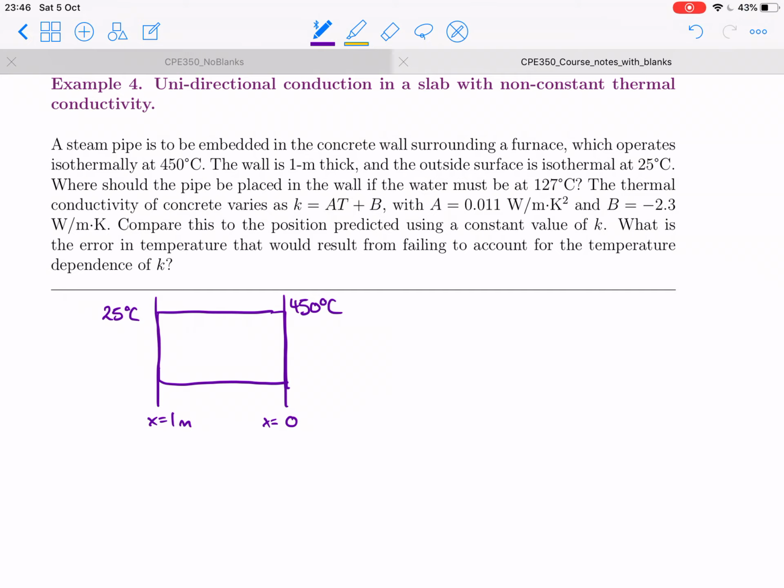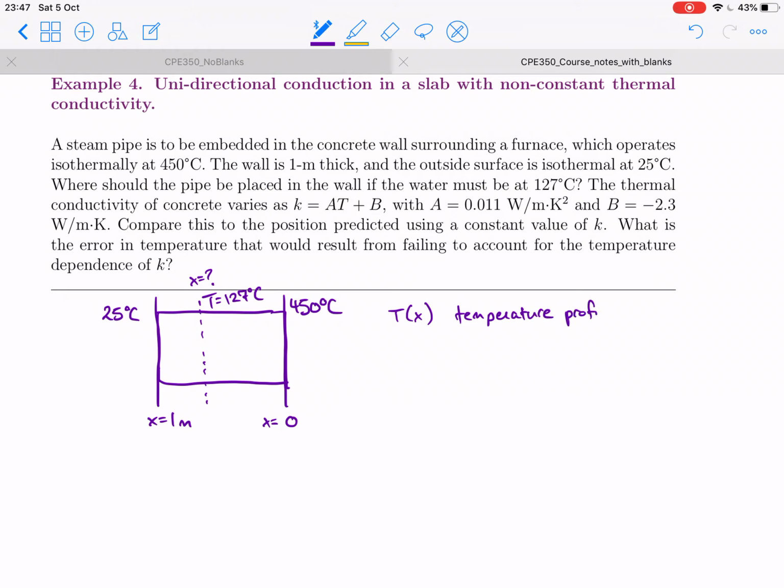The question is asking for the position in the wall at which the temperature is 127 degrees. So at some x position, x unknown, we have T equal to 127 degrees C. Okay, so what we need to know to solve this question is the temperature profile. Temperature is a function of x.